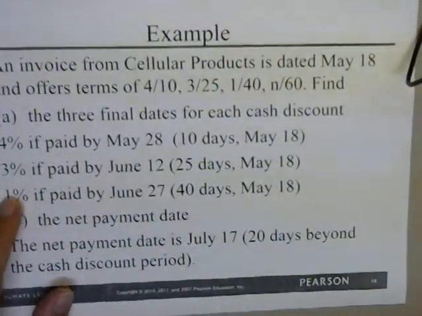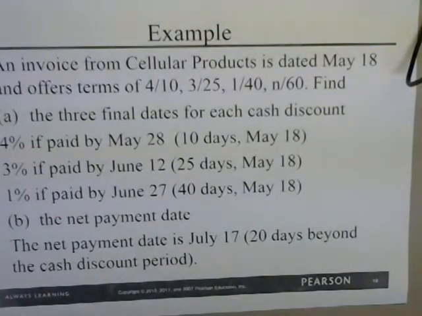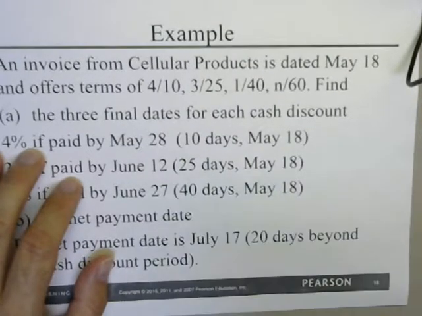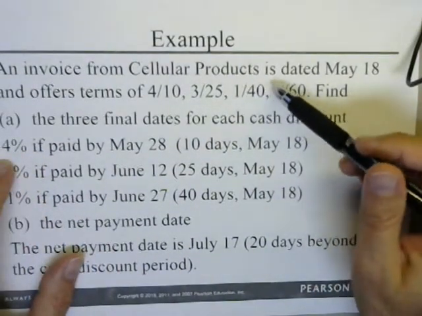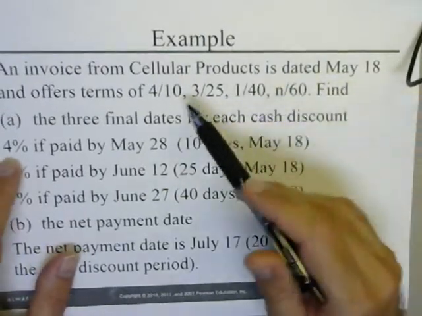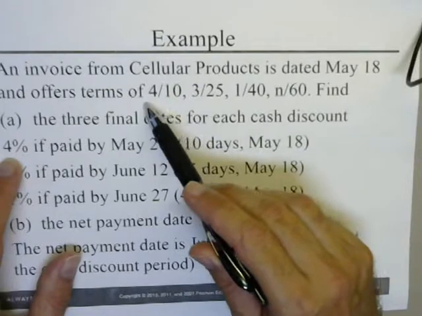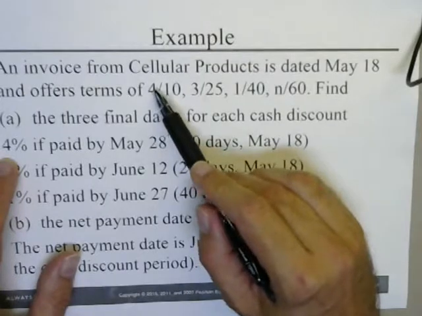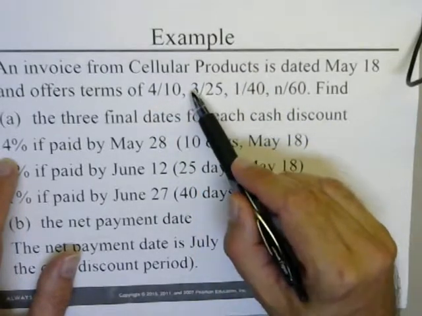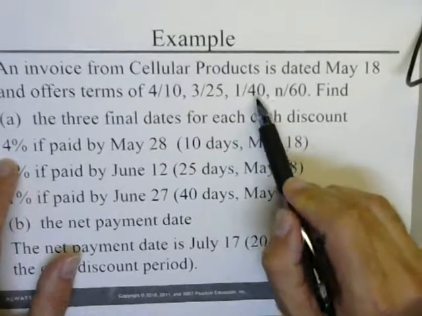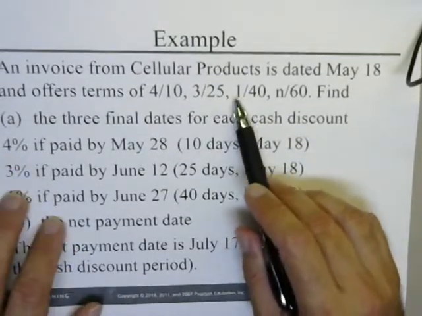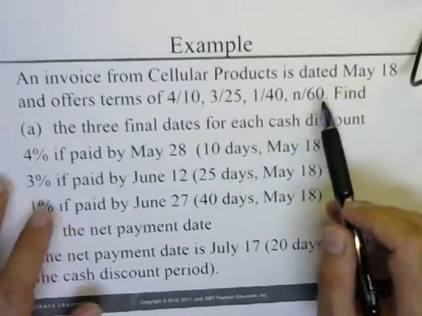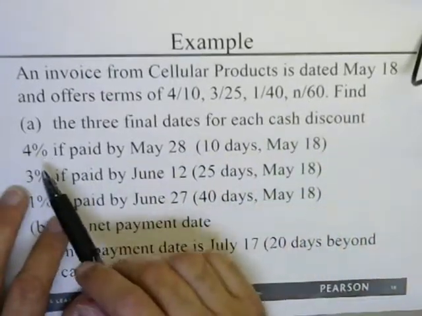So let's look at another example here. An invoice from Cellular Products is dated May 18th and offers terms of 4/10, 3/25, and 1/40 net 60. So what this means is they're offering several discounts here. If you pay it within 10 days, you get a 4% discount. If you pay it within 25 days, you get a 3% discount. If you pay it within 40 days of the date, you get a 1% discount. And if you pay it within 60 days, you don't have to pay a penalty. But after 60 days, you'd maybe have to pay a penalty if you pay the net or whole amount.